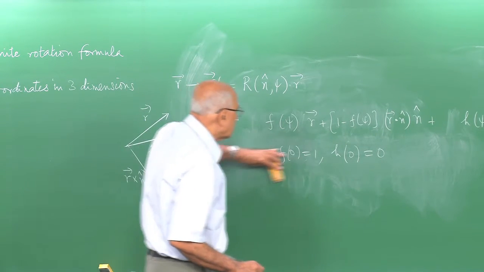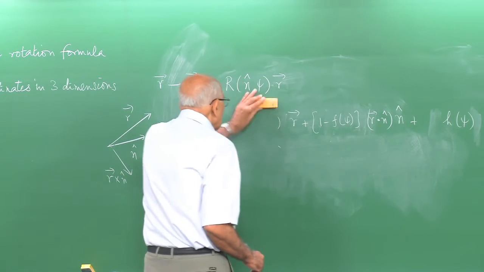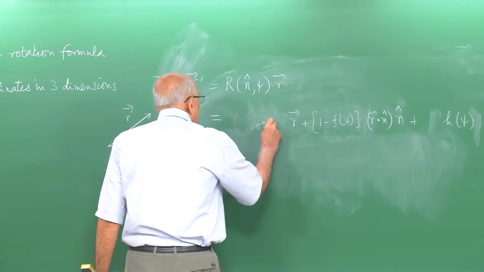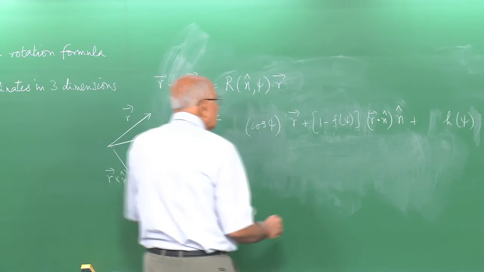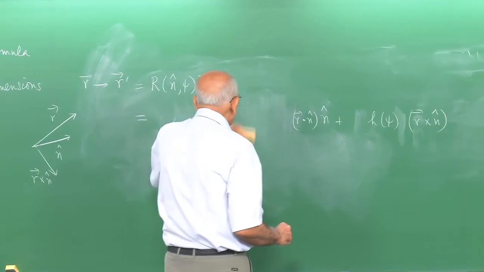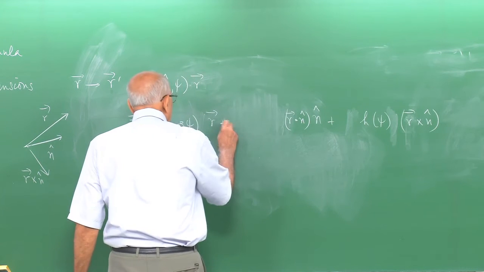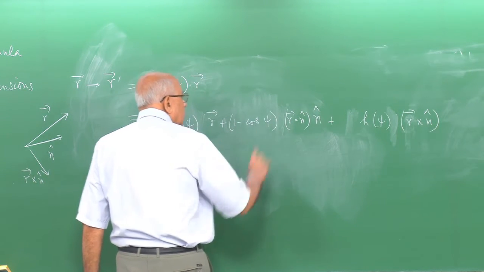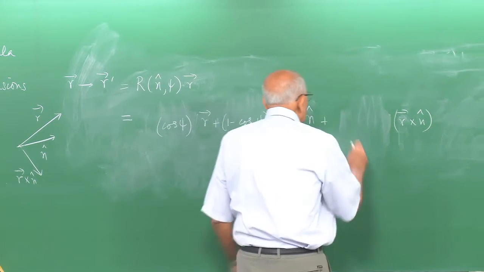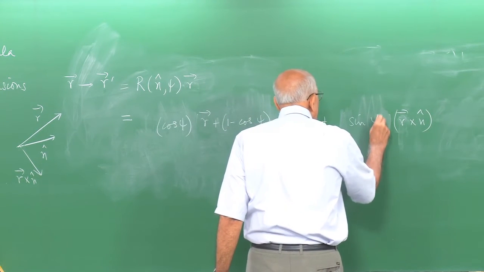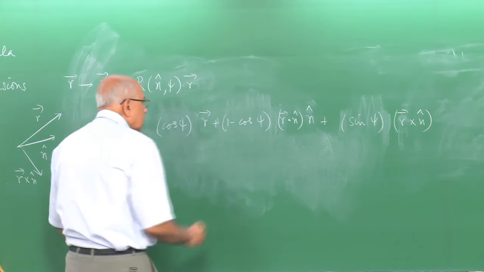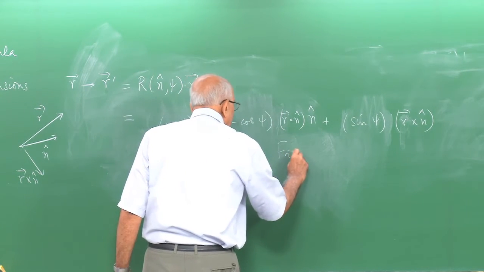I'm going to write the answer down and tell you exactly what this looks like. This turns out to be cosine psi times r plus 1 minus cosine psi times this quantity plus, as you might guess by now, sine psi times r cross n. This is called the finite rotation formula.